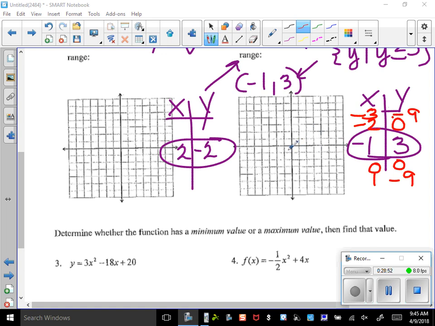Go ahead and graph this. So -1, 3, we'll put as many as we can up here. So -1, +3. Okay, -2, 0. And let's do, you said 0, 0 was a point as well? Okay. All right, so we can probably use those 3 points and be able to make a parabola pretty much.